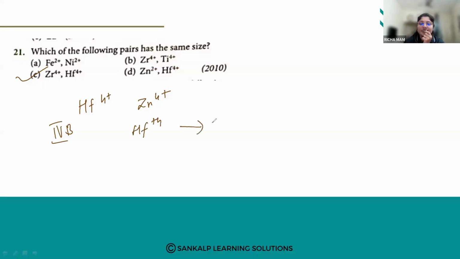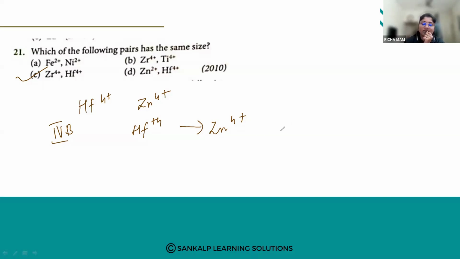Hafnium +4 will have the same size as zirconium +4 because of the addition of what? Before hafnium, there is an addition of the 14 lanthanide elements. Because of that, there will be intervening 4f orbitals, the 4f subshell. So what will happen? The electrons are added into the 4f subshell. Because of that, there is poor shielding.